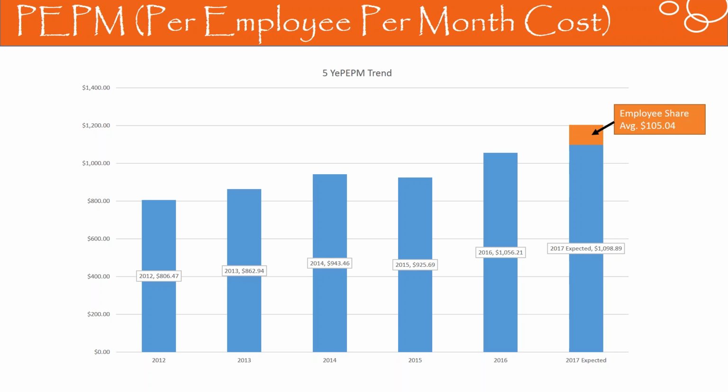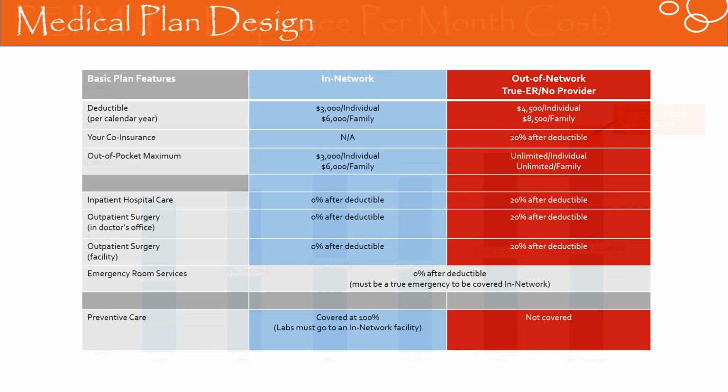What I did want to point out, though, is that the employee share of that $1,100 2017 cost is nominal. It's about 10%. From an overall perspective in the United States, employers tend to pay about 60 or 70%. Employees pay about 30 to 40%. So we do cover a lot of the cost of this plan. I wanted to point that out, that it's a 90-10 share for this.